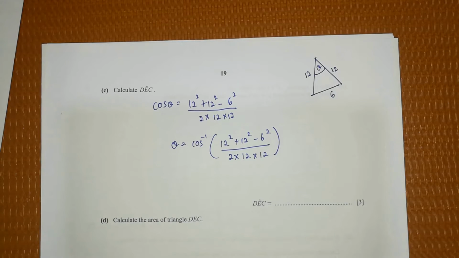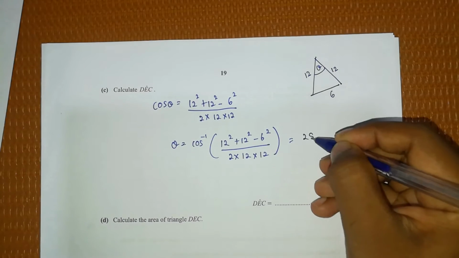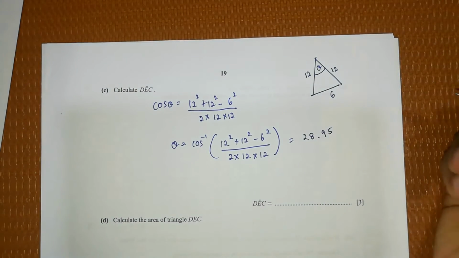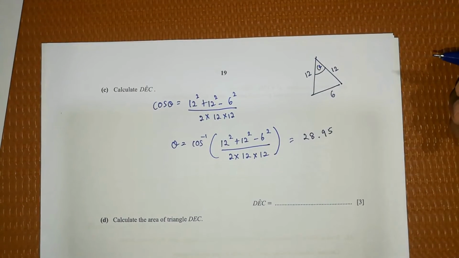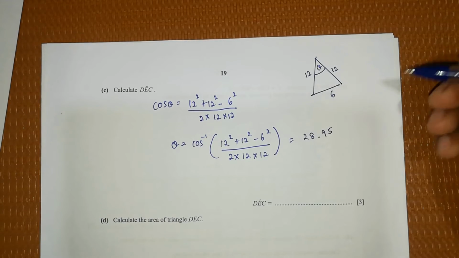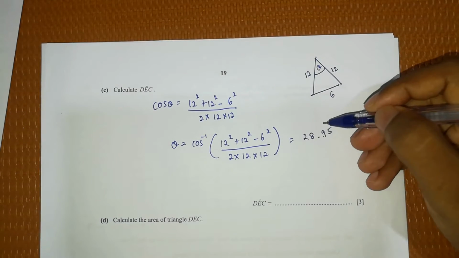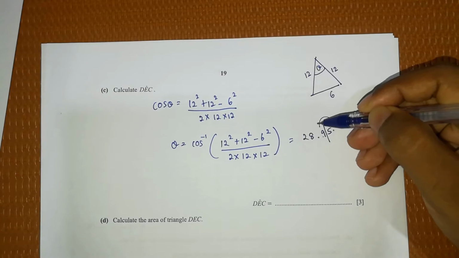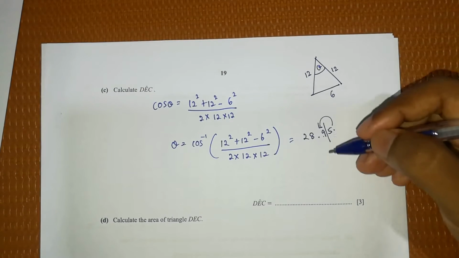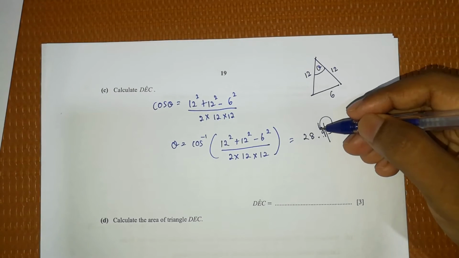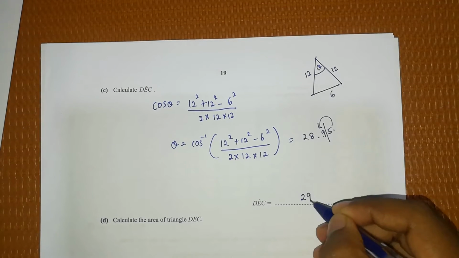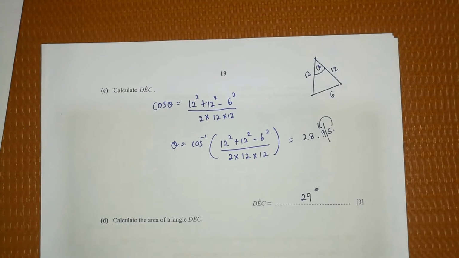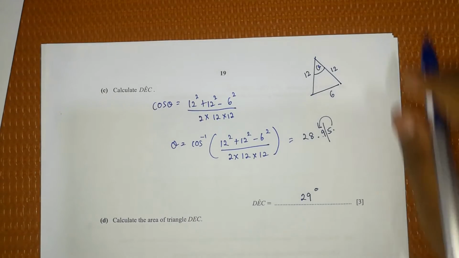So the answer is 28.95. If you remember, this is an angle, so we need to keep it to 1 decimal place. So here 5 is there. When we add 1, 9 becomes 10. So the answer is 29 degrees.